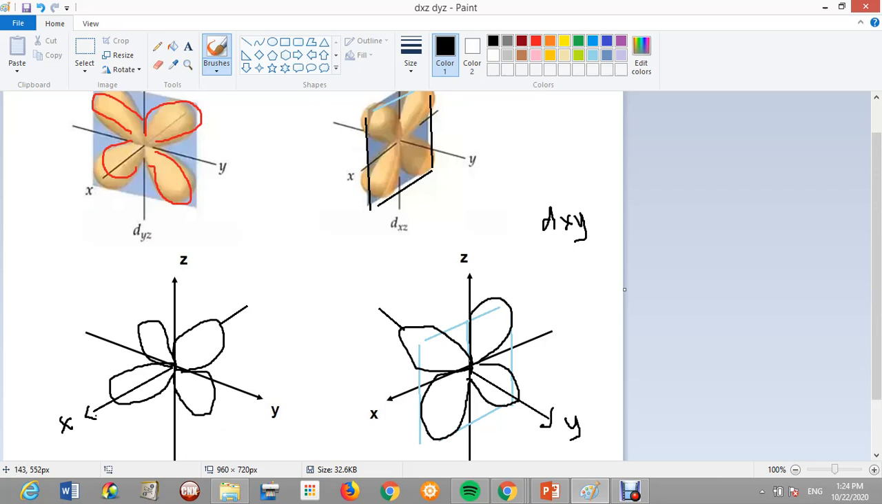Remember the arrow side for these three: normally you will cut through the loop. So you follow step by step how to draw the s, p, and d orbitals. So that's all for today.